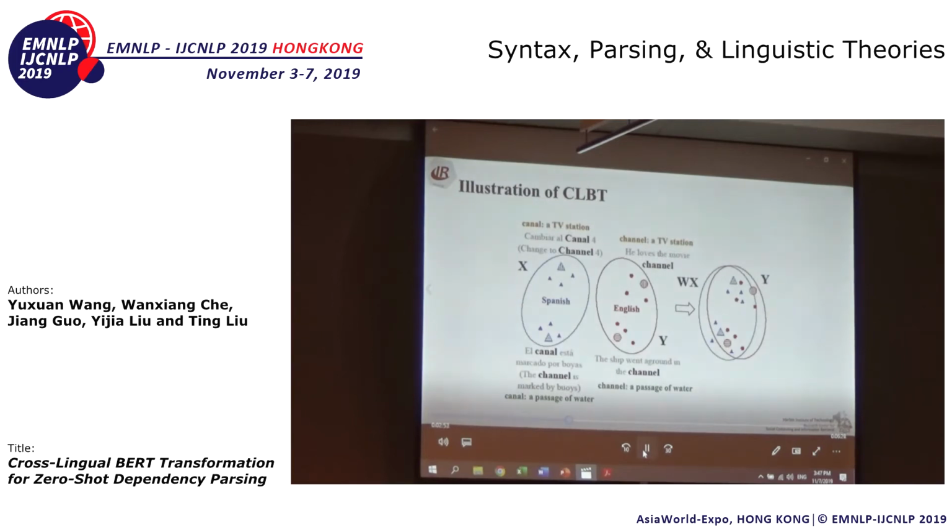Let's see an illustration of our CLBT method. Here, the contextualized embeddings of Spanish word canal is transformed to the corresponding semantic space in English. Embeddings in both languages have two different meanings, namely a TV station, the orange ones, and a passage of water, the green ones. Since our method utilizes the semantic equivalence in the contextual word alignments, it is word sense preserving. As shown in the graph, embeddings with the same meaning are closer to each other after the transformation.